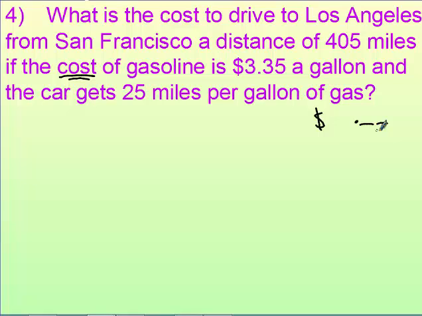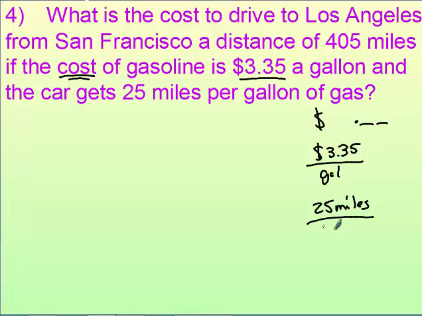So our conversion factor, it says that it's $3.35 per gallon. And the car gets 25 miles per gallon. This is what I'm starting with. We want to know the cost. What is the cost to drive 405 miles?